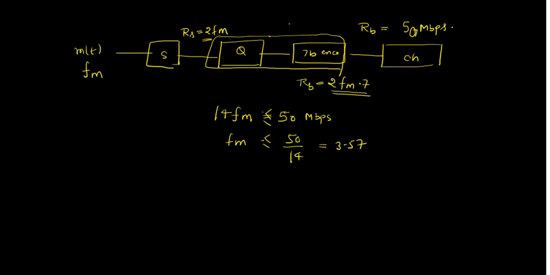So if this is your complete PCM system, this is your message signal, and we assume that the bandwidth of this is FM. So we use sampling where the rate of sampling is the Nyquist rate. So RS is 2 FM.